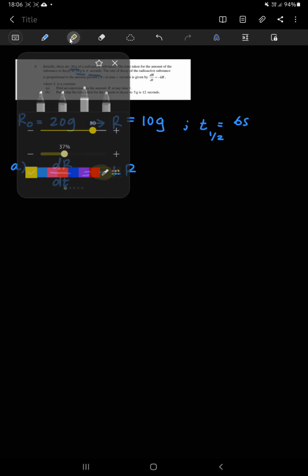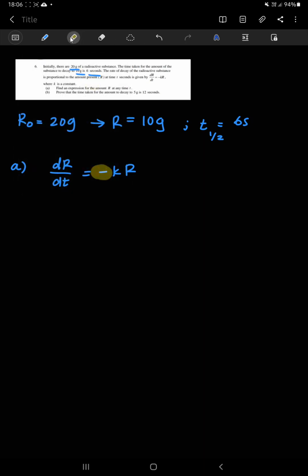Hence, the rate of decay of the radioactive substance is proportional to the amount present R at time T seconds, given by dR/dt equals negative kR, and k is the constant. So find the expression for the amount of R at any time. We need to find R in terms of T basically. So let's write the equation. You see there is a minus sign indicating that the amount of substance is decreasing over time.